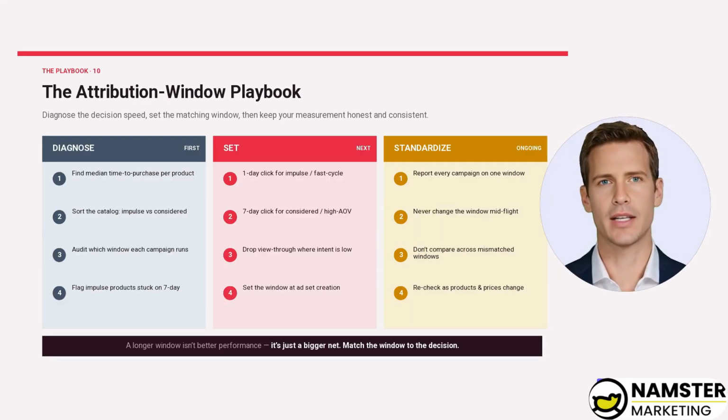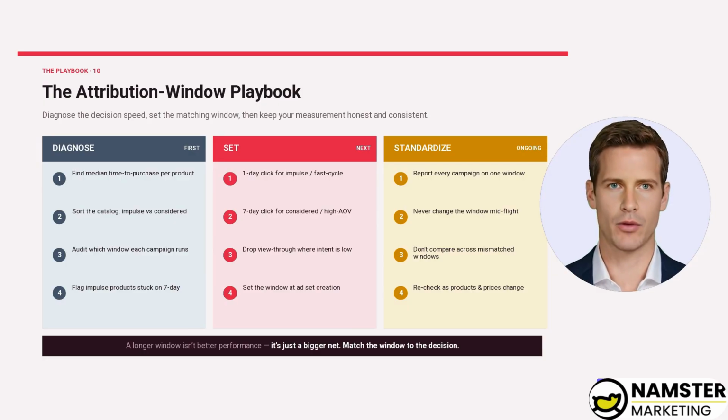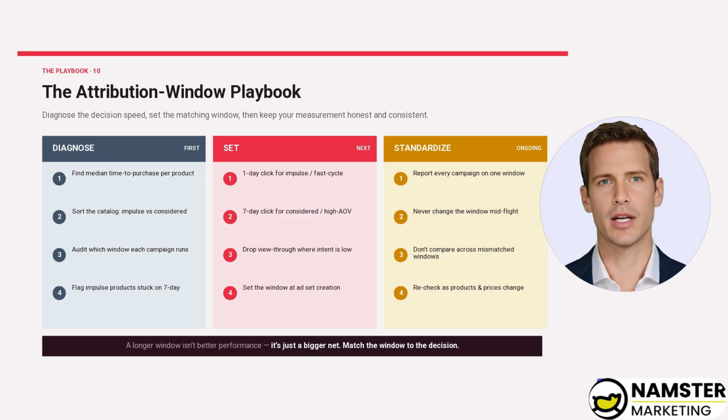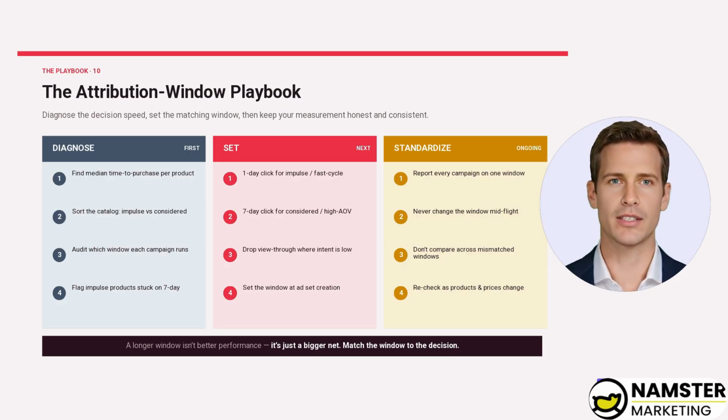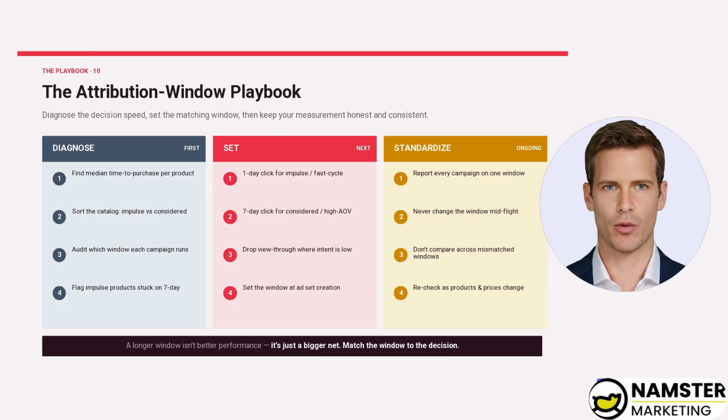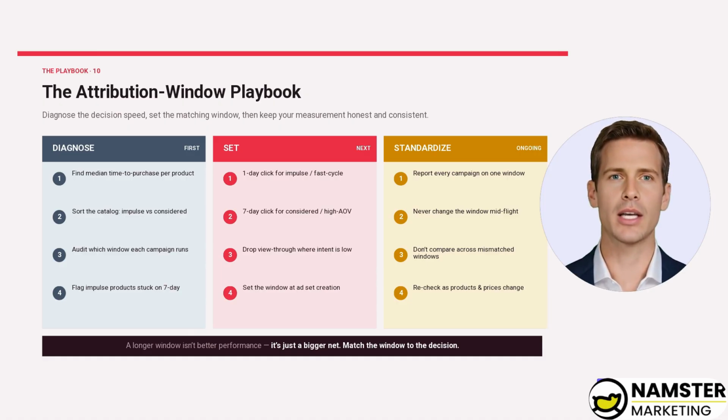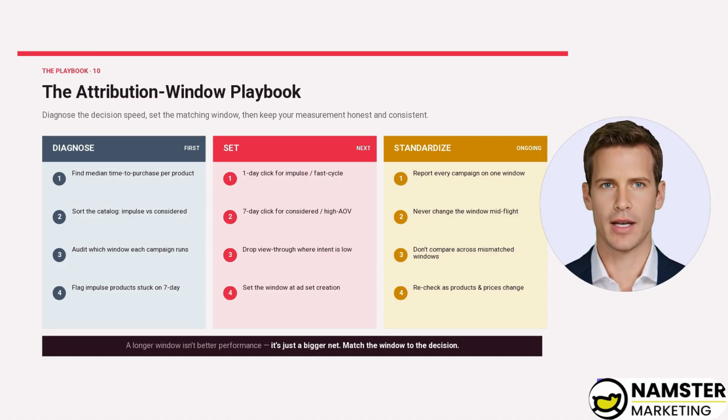Let's close with the key takeaway. Attribution windows are not just reporting settings. They influence how Meta measures performance and how its algorithm finds future customers. Start by understanding how quickly customers make buying decisions. Use a 1-day click window for fast, impulse-driven purchases. Use a 7-day click window when customers require research and consideration. Keep your attribution settings consistent, avoid comparing mismatched windows, and focus on accuracy rather than inflated metrics.